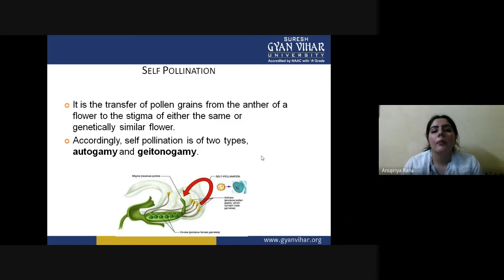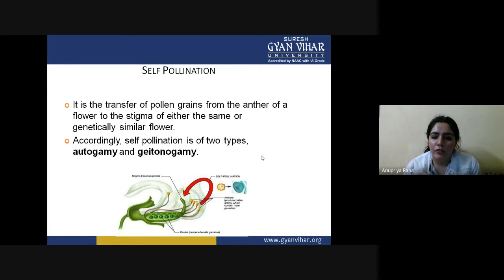Now let's take a broader look at self-pollination. It is the transfer of pollen grain from the anther of the flower to the stigma of either the same or a genetically similar flower. Genetically similar flower means it can be the same flower, but it has to be on the same plant. The plant cannot be different.